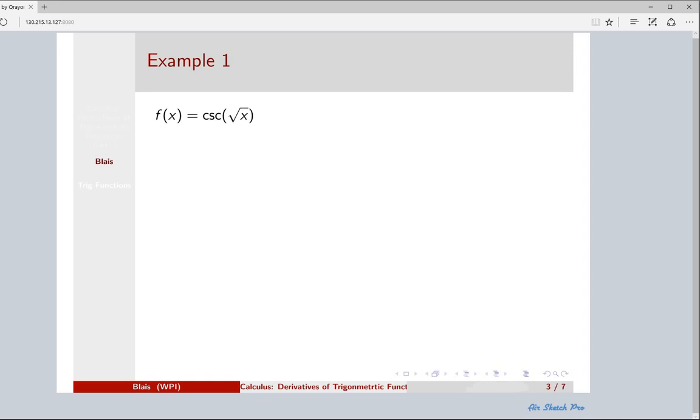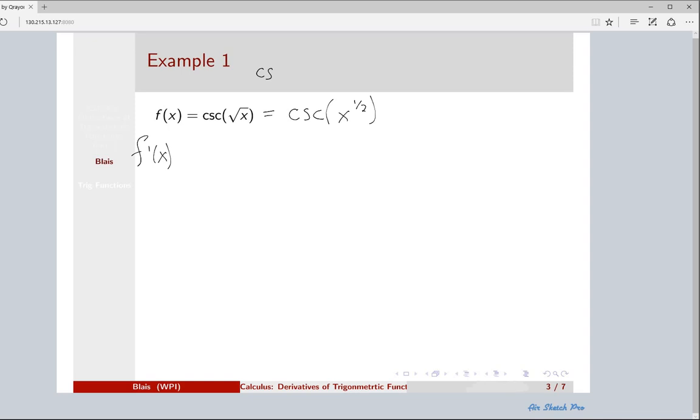So, let's see this in action. Let's do this example. Suppose we have cosecant of root x. Well, first of all, this is always easier if we rewrite the roots in terms of powers. So this is cosecant of x to the 1/2. Now, we use our previous theorem.